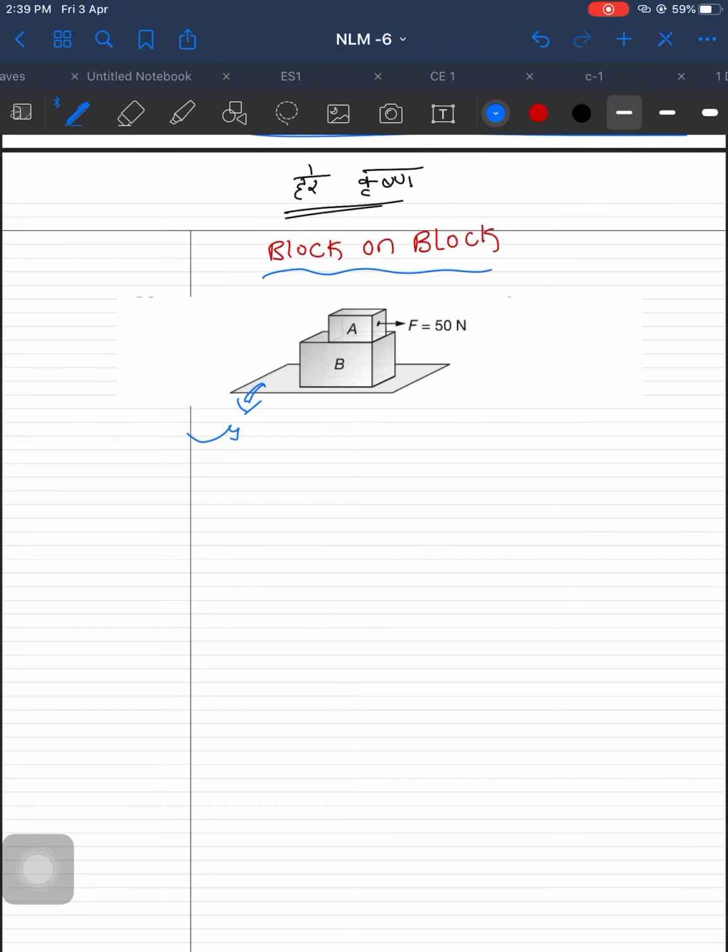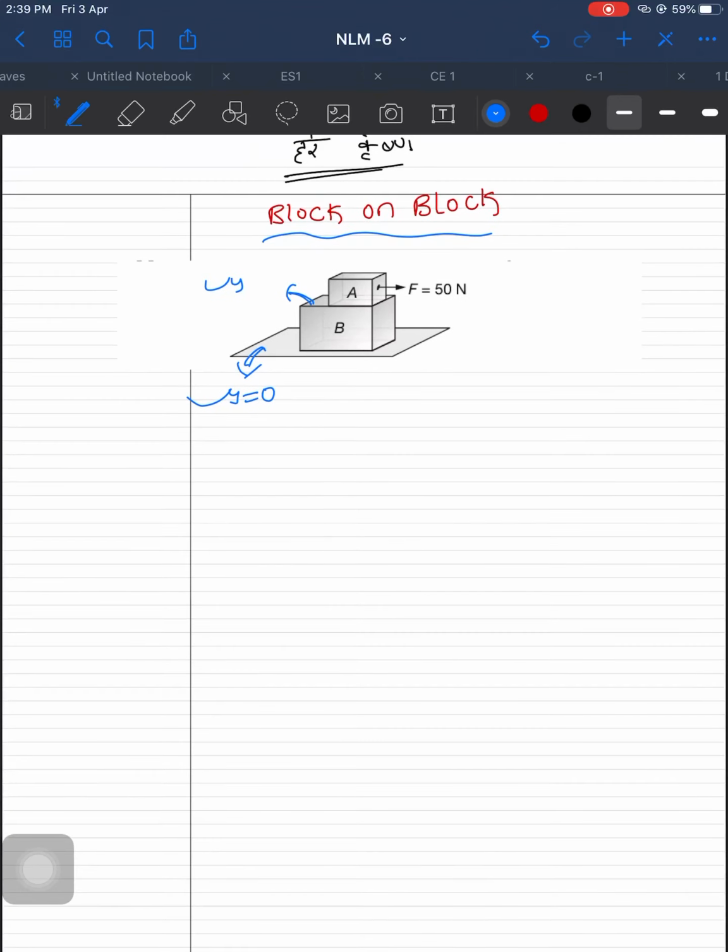On the floor, B and A, mu is equal to 0. There is a friction here. Now there are a series of questions that can be asked. First, find, here 15 Newton is given. I am changing the question.